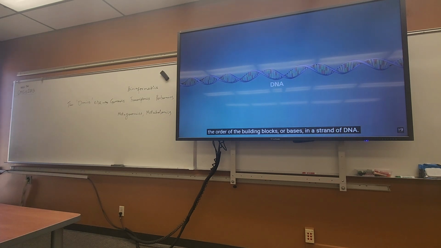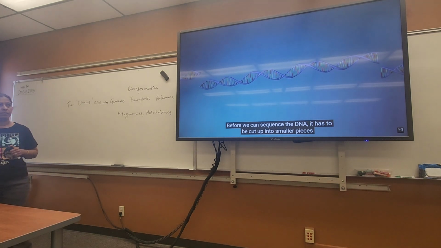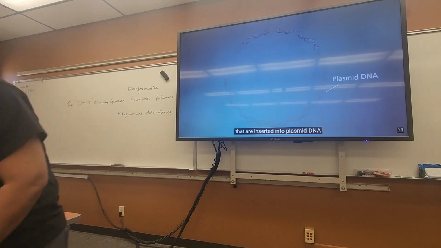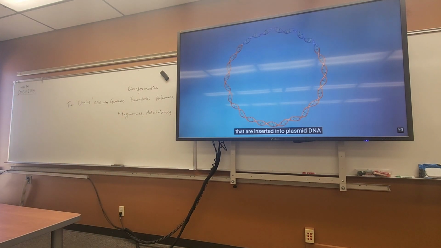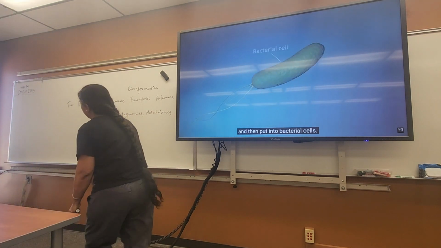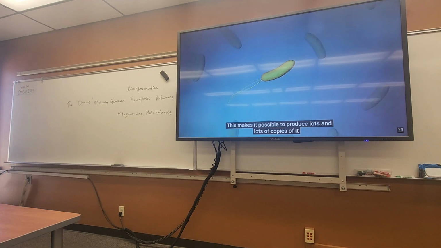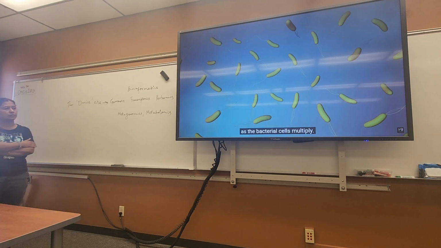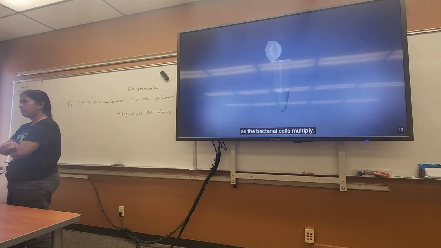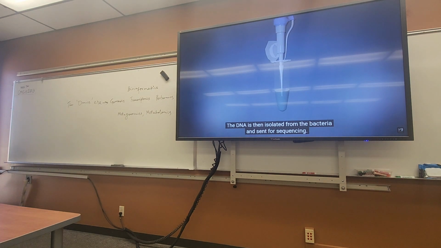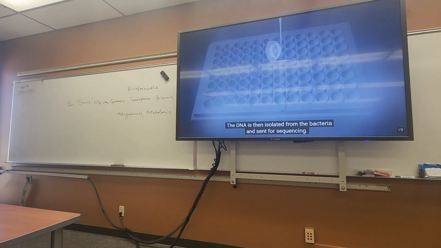DNA. Before we can sequence the DNA, it has to be cut up into smaller pieces that are inserted into plasmid DNA and then put into bacterial cells. This makes it possible to produce lots and lots of copies of it as the bacterial cells multiply. The DNA is then isolated from the bacteria and sent for sequencing.